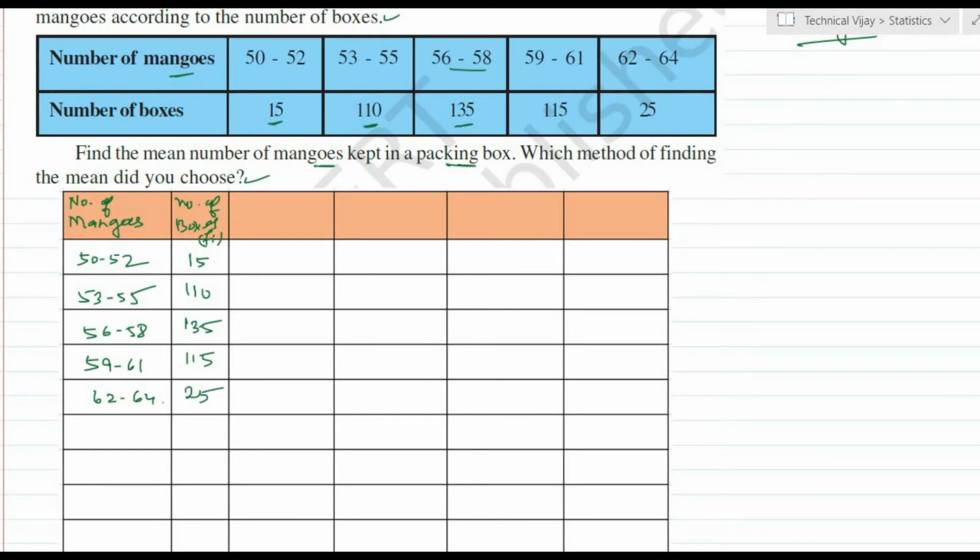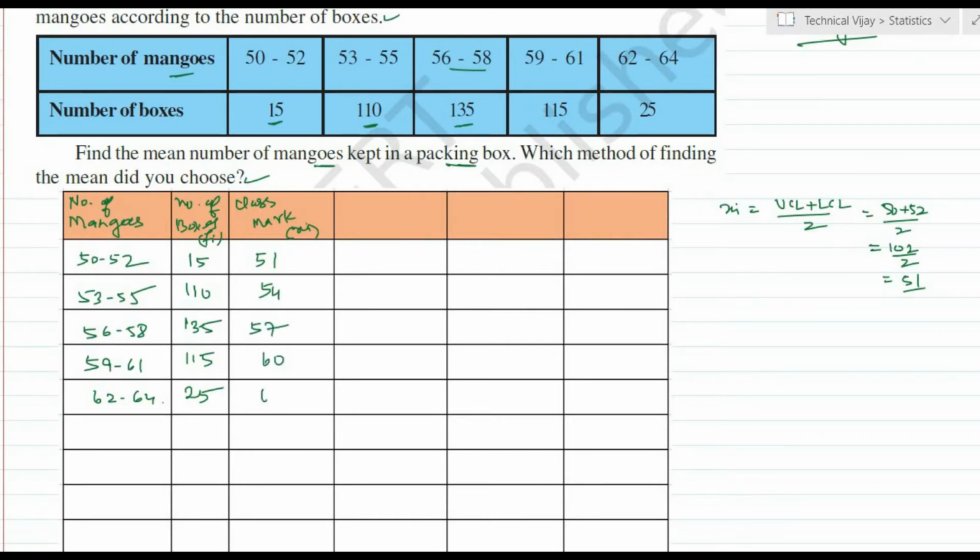Here, as usual, we will calculate the class mark, that is equal to xi. So this I will calculate. That is xi is equal to upper class limit plus lower class limit divided by 2. So for example, 50 plus 52 divided by 2, that is 102 by 2, equal to 51. So here it is equal to 51. And in the same way it is equal to 54, because middle term, and here 57.